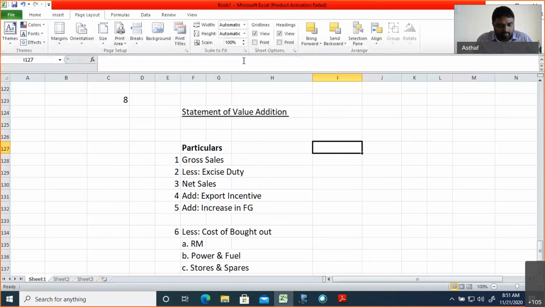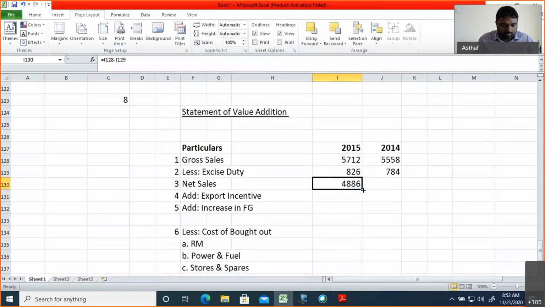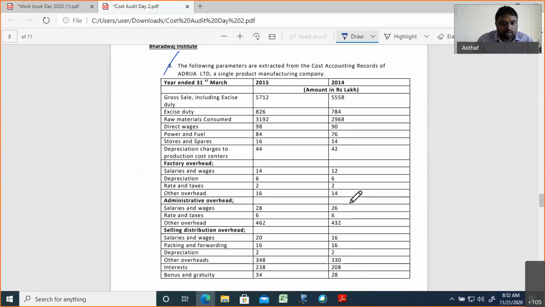Now the years 2015 and 2014. What is the gross sales? 57. What is the excise duty? And export incentive: there is no export incentive. Increase in finished goods: there is no increase in finished goods also.